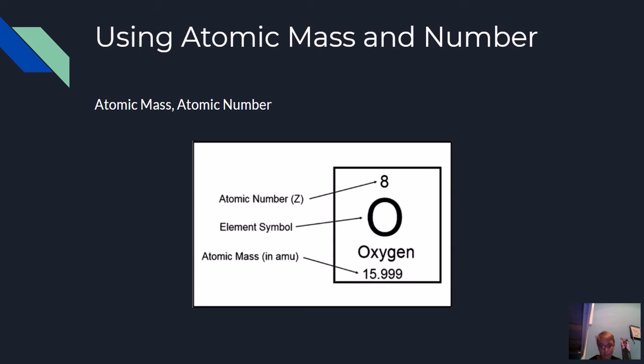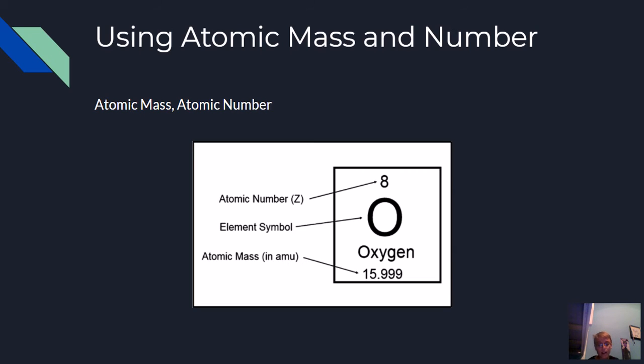Atomic mass is the mass of an atom. The atomic number is the number of protons in the nucleus of an atom, which determines the chemical properties of an element and its place in the periodic table. In a neutral atom, the number of electrons is the same as the number of protons.